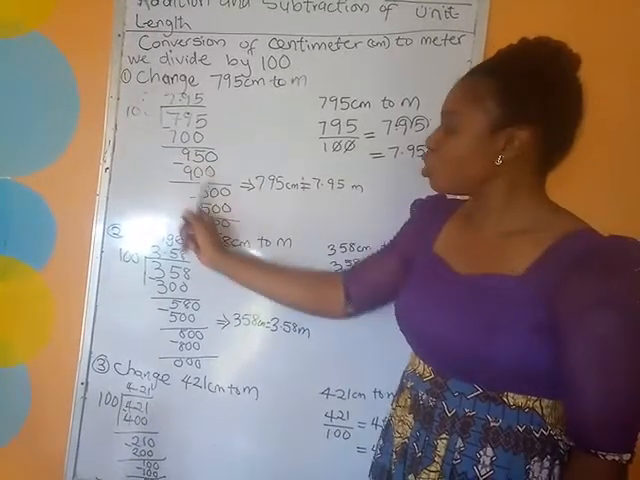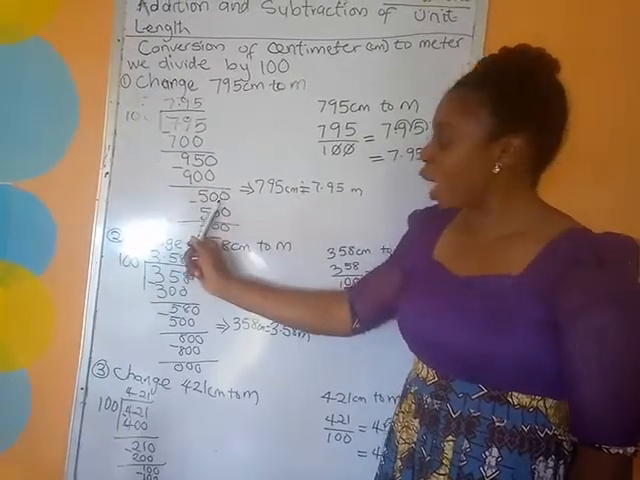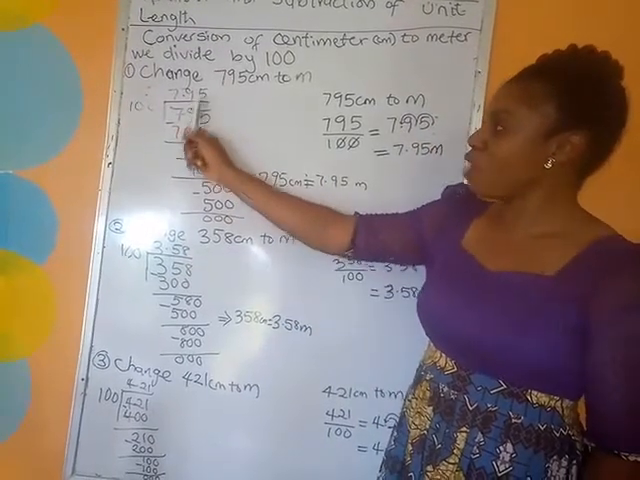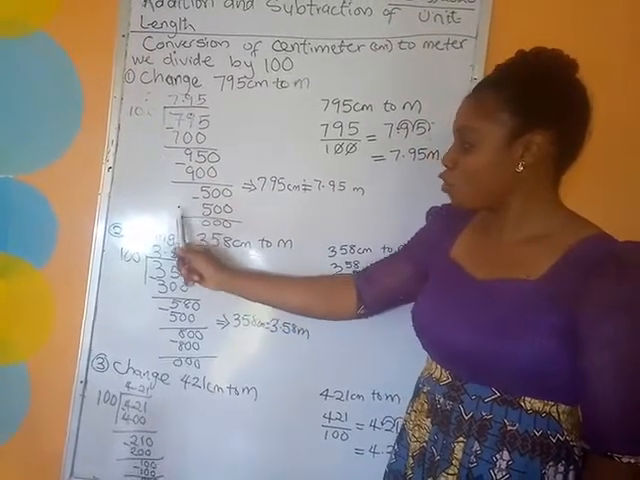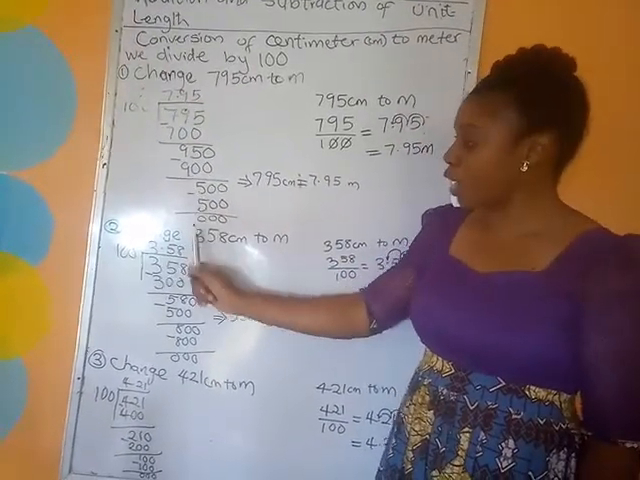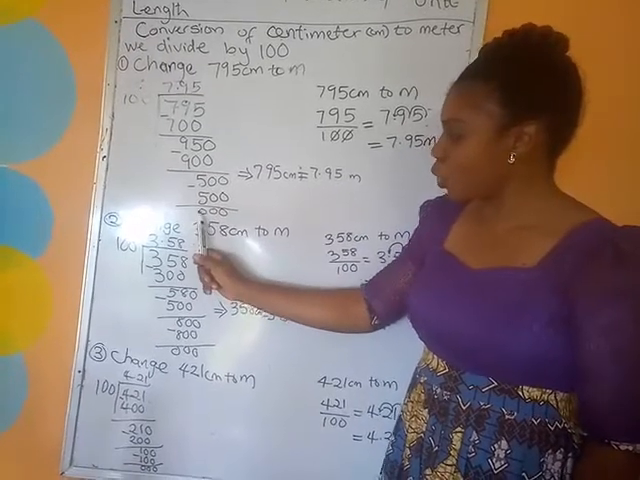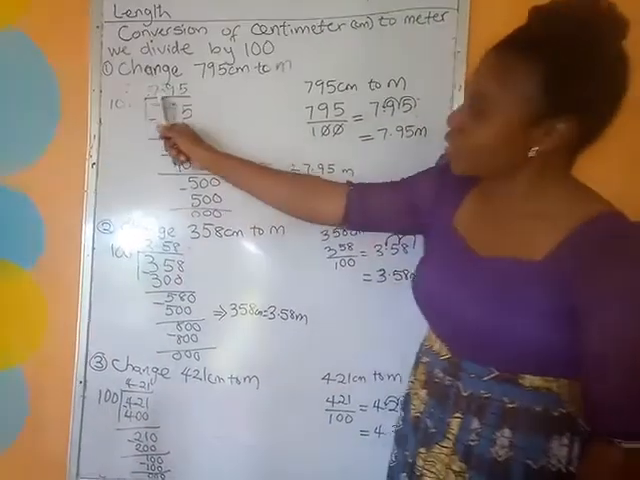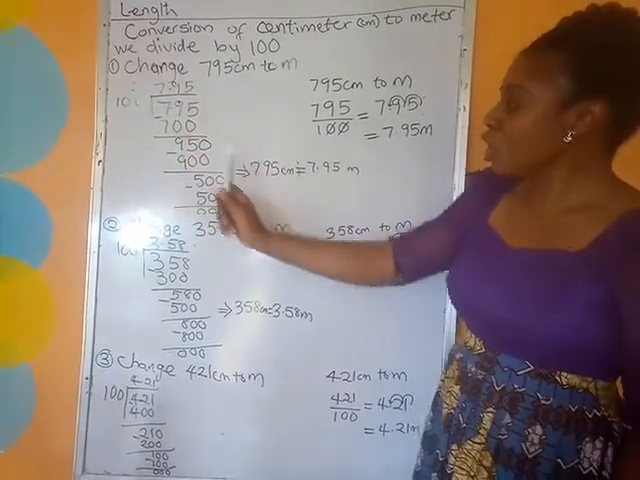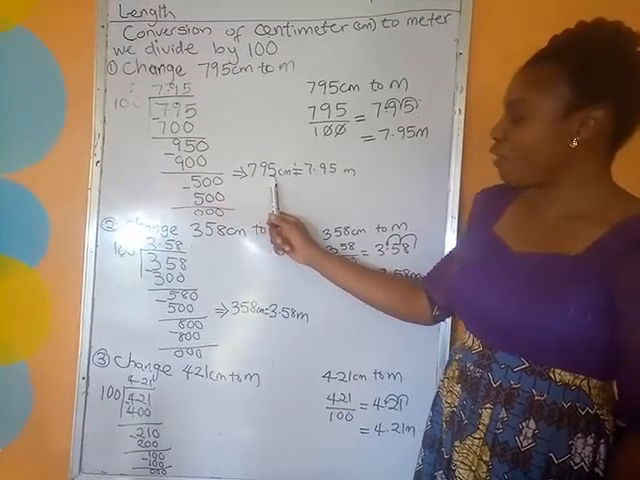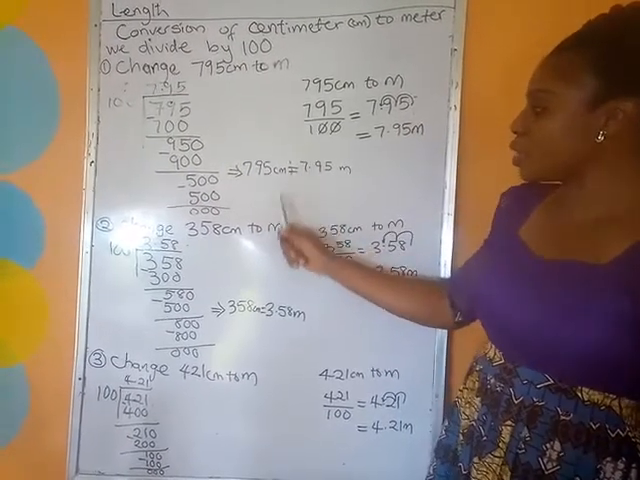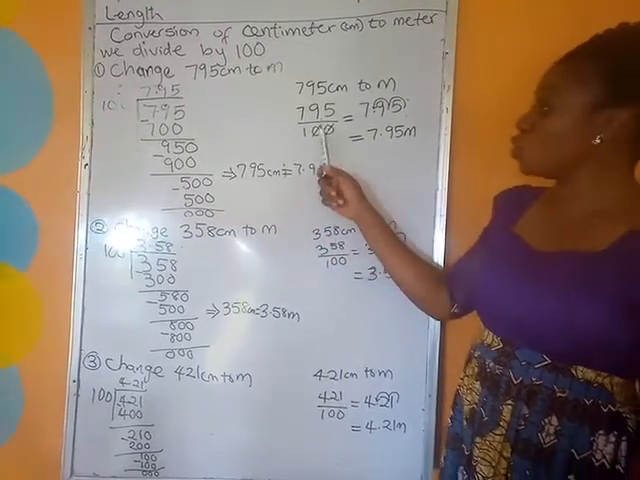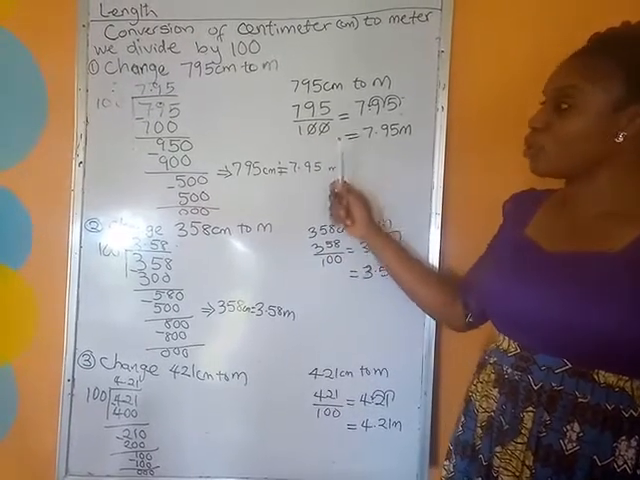Now 100 into 50, it's not going to be possible. You need to add a 0 to it to make it 500. Now how many times will 100 go into 500? It's 5 times. 5 times 100 is 500. You draw your line. Remember to put your subtraction sign, and when you subtract this, you get 0, 0, 0. Now, what is our final answer? Our final answer is the answer at the top. In converting 795 centimeter to meter, you get 7.95 meters.